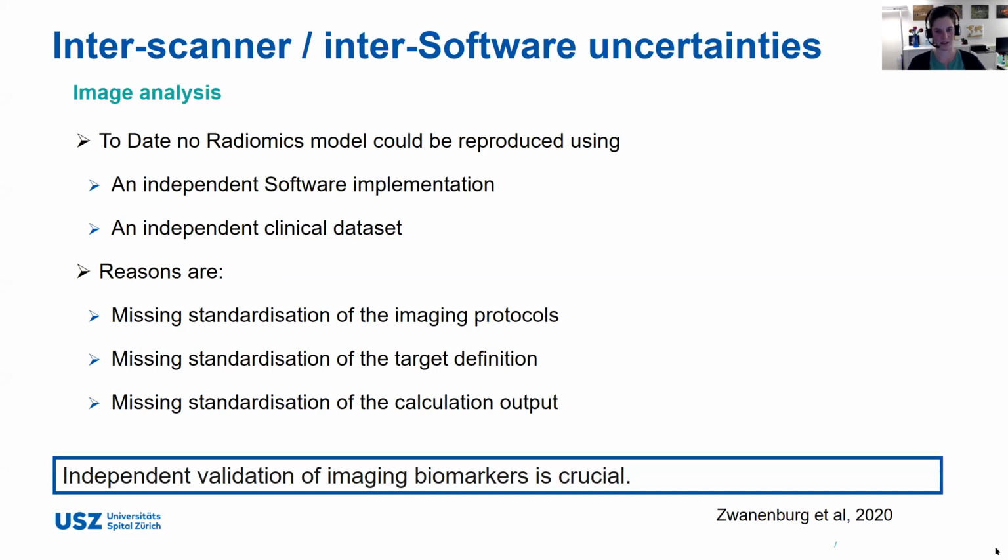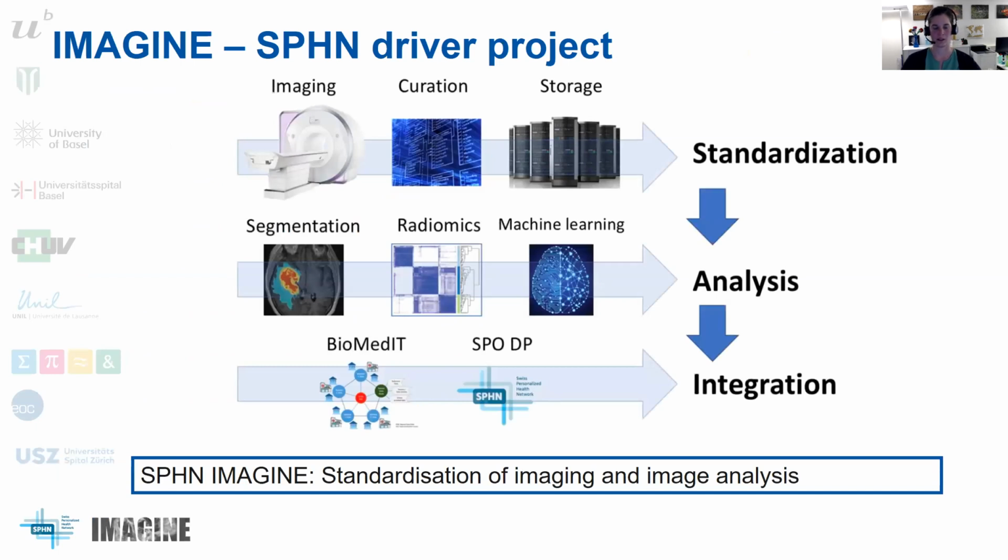The other reason for it is that we don't have standardized imaging protocols, and we also don't have a standardized target definition where to calculate the parameter. This we are addressing currently in an SPHN driver project called Imagine. We do a use case for glioblastoma cancer, and we want to standardize in different university hospitals in Switzerland the imaging protocols, the image quality based on regular quality assurance, and also the data curation and the output of the radiomics features of the imaging biomarkers.